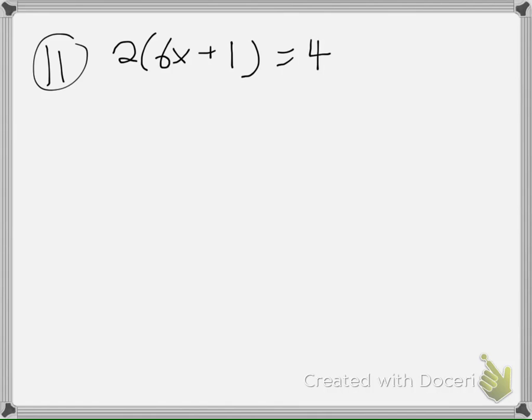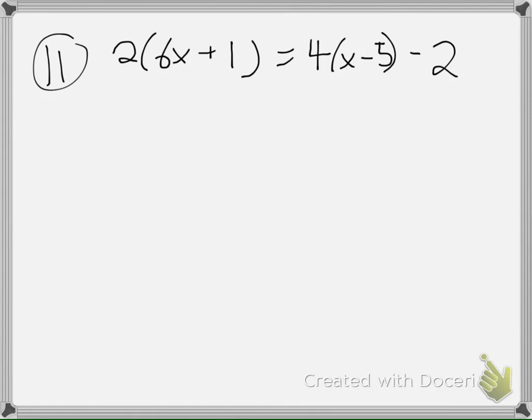Okay, so number 11, we have 2 times 6x plus 1 equals 4 times x minus 5 minus 2. Now this is one that before you start to solve, you're going to have to simplify on both sides. Neither side is already simplified.